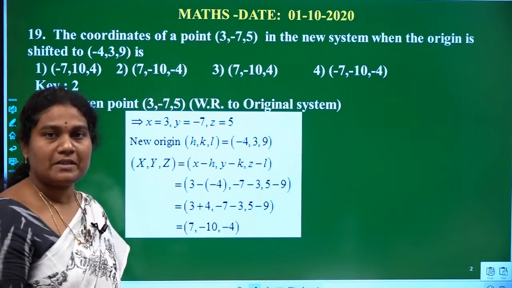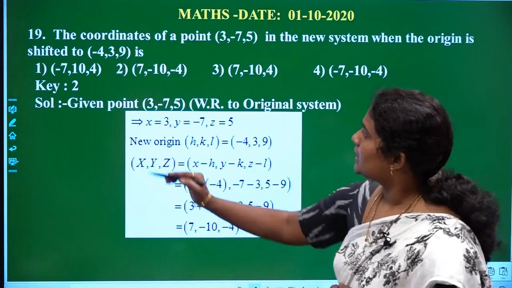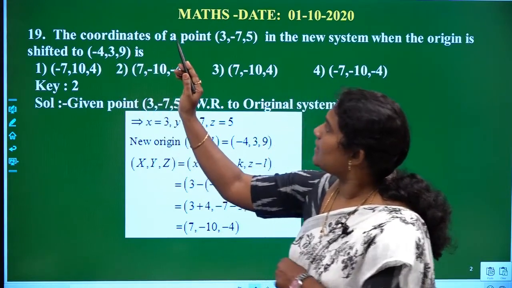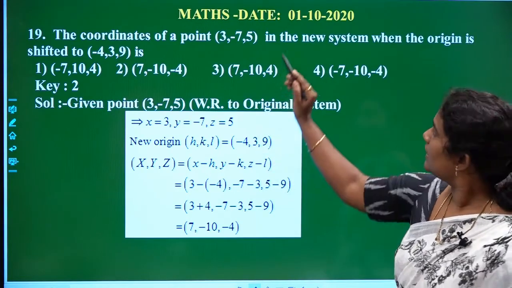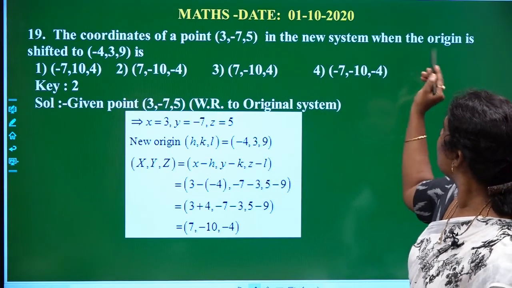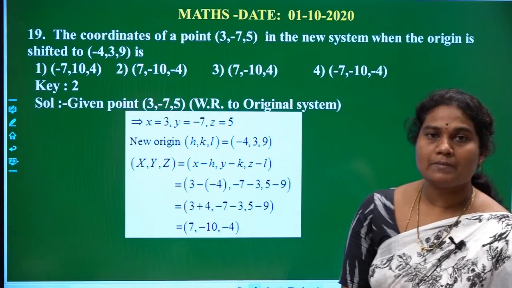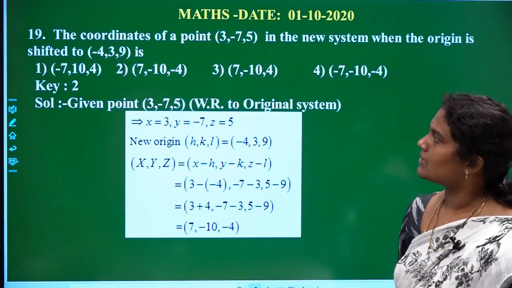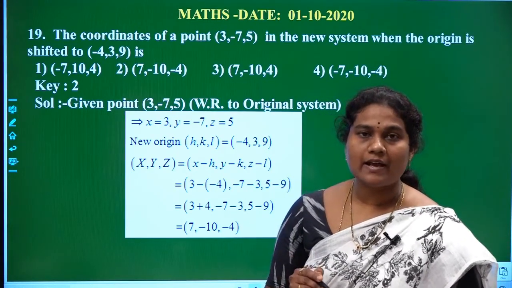Problem number 19. The question is: the coordinates of the point (3, -7, 5) in the new system, when the origin is shifted to (-4, 3, 9), is what? This question is from the translation of axes topic.